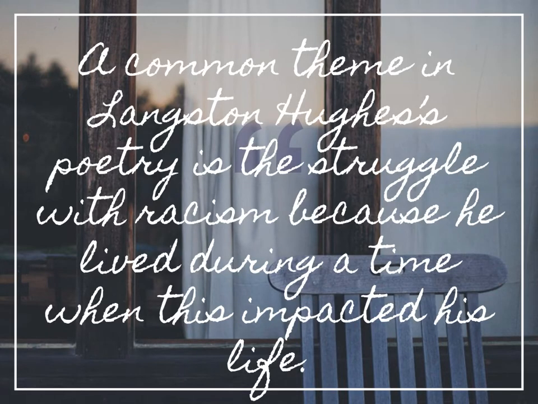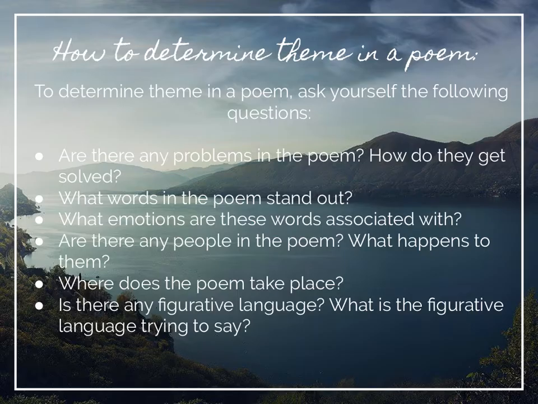A common theme in Langston Hughes' poetry is the struggle with racism, because he lived during a time when this impacted his life. Okay, so the questions that you need to ask yourself in order to determine theme in a poem are, are there any problems in the poem, and how do they get solved?